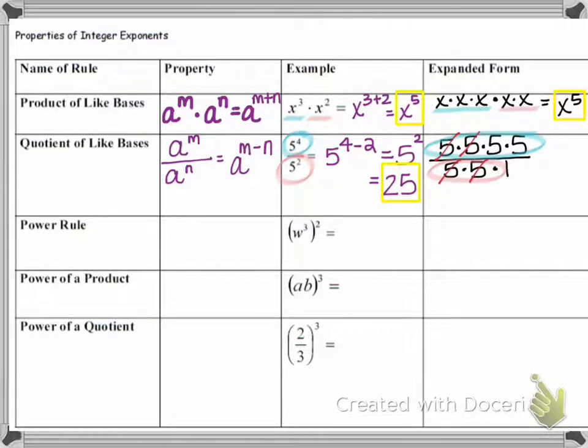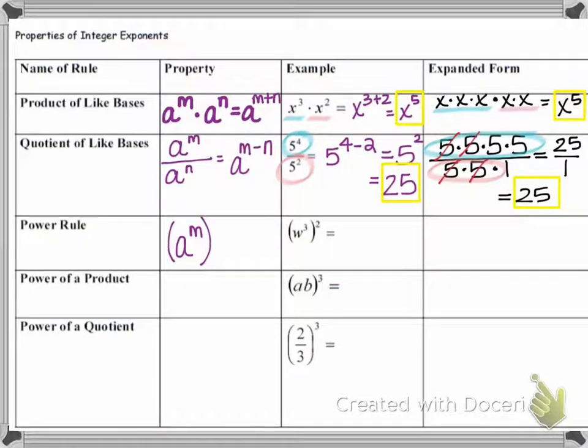Notice in the denominator, I can write that as 5 times 5 times 1 to remind myself that even though I divided out all the factors of 5 in the denominator, I still have a 1 in the denominator spot. So now in the numerator, I have 2 5s left over, and they're factors, so 5 times 5 is 25 over 1, which equals 25. Now let's look at the power rule.